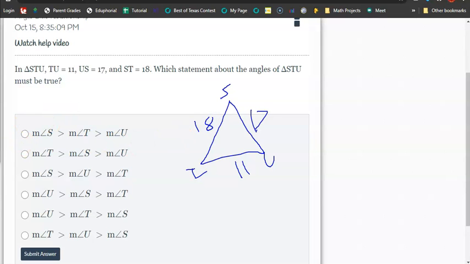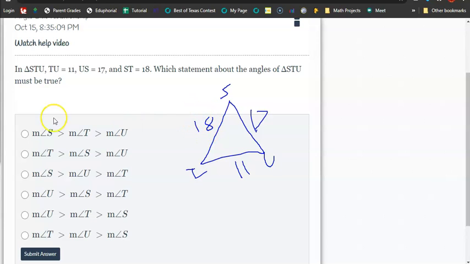Now notice, all of these statements over here, these are all about the angles. It didn't tell me anything about the angles, did it? It told me about the sides. But I know that the biggest side is opposite the biggest angle. So let's see, all of these are saying this one's greater than that one is greater than. So it's going to start with the biggest one, right? The greatest one.